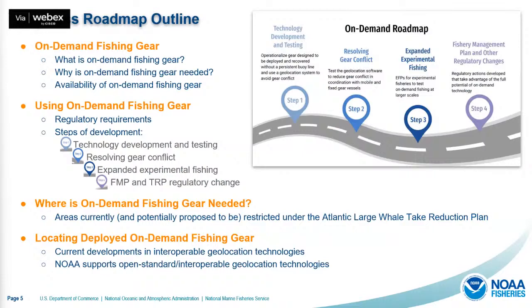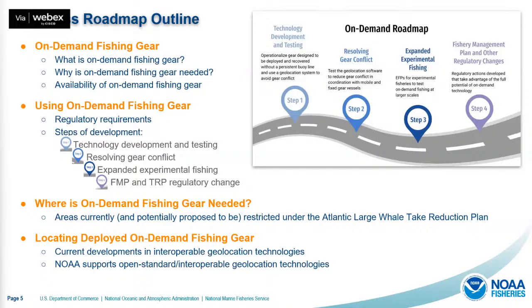So here's just a quick overview of the document itself, which again, I invite you to review. And I'll walk through this in a little bit more detail in a bit. But we talk about what is on-demand gear. We discuss the current state of the technology, how available is the gear, how is the testing currently underway, who's involved in the testing, where is it occurring, and how do fishermen get involved in the testing that's been happening.